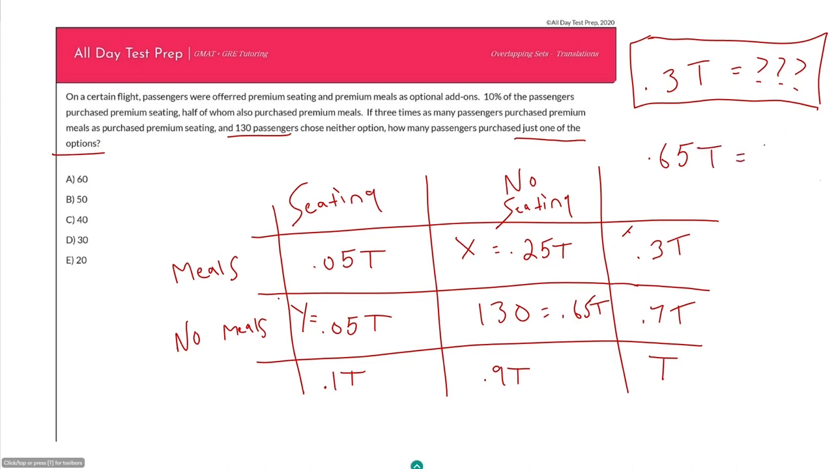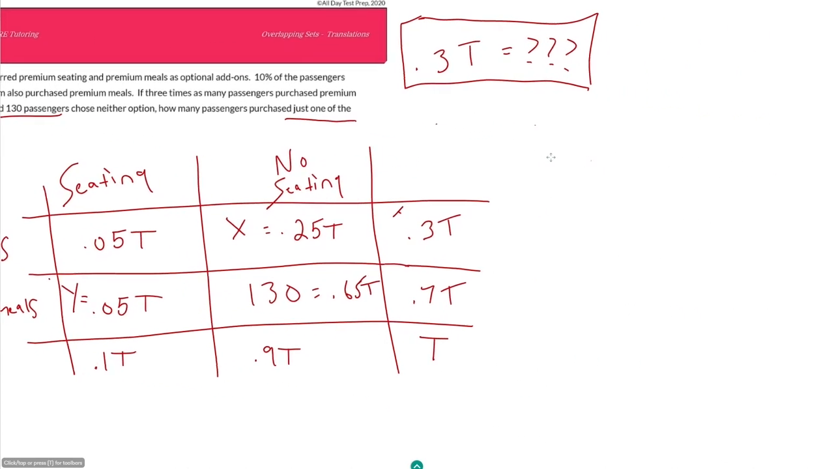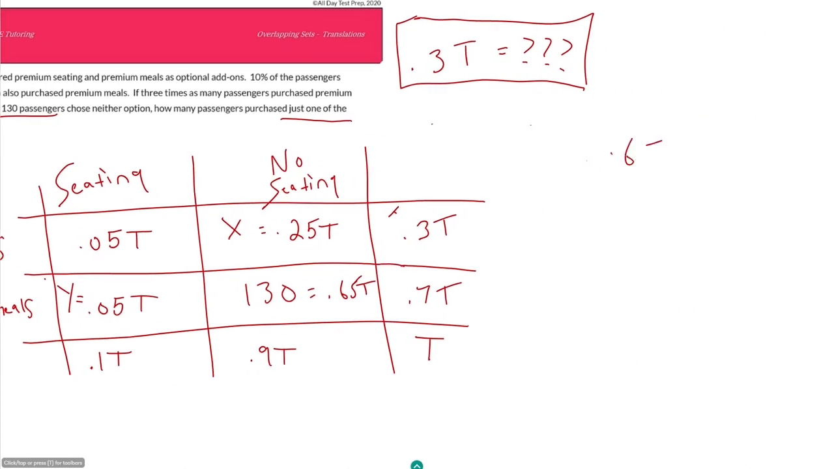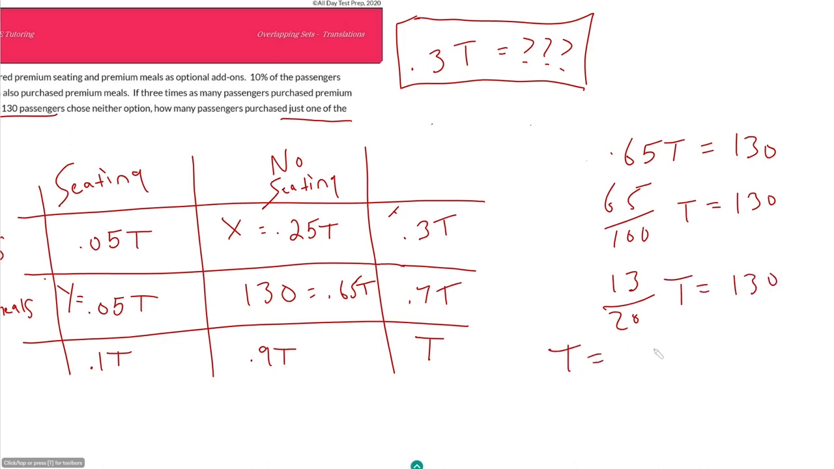130. Actually, let's give myself some more space. So what is 0.65 T? So 65 over 100 times T is equal to 130. What does this simplify to? If I divide by 5, this is 13 over 20. 13 over 20 T is equal to 130. So T is equal to 130 times 20 over 13. So 130 over 13 is just 10, so T is 200.